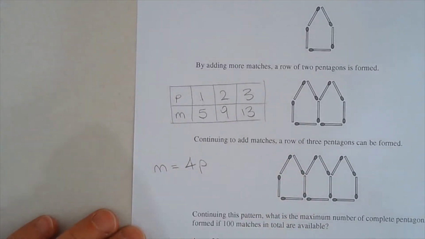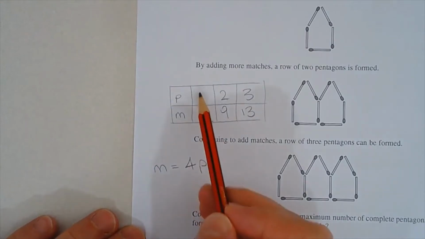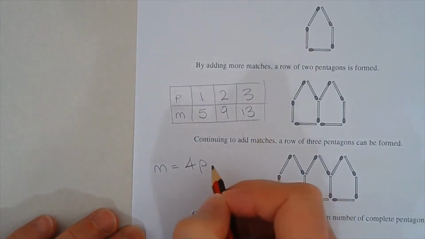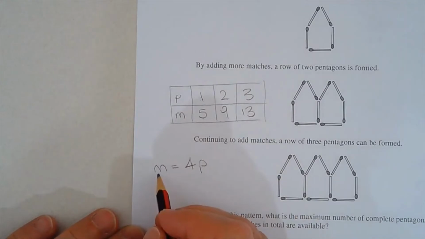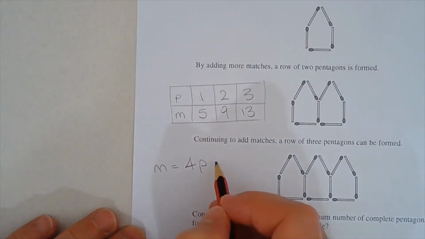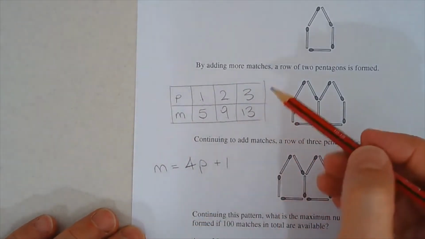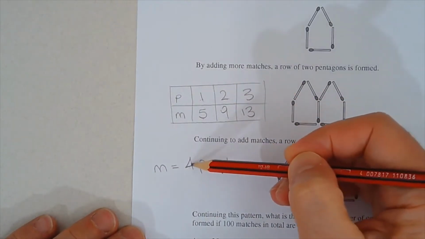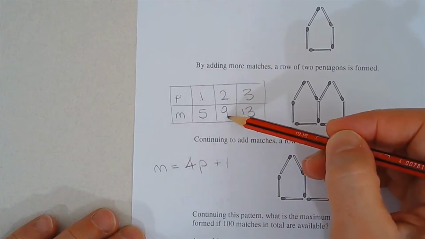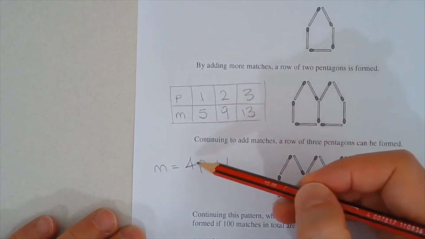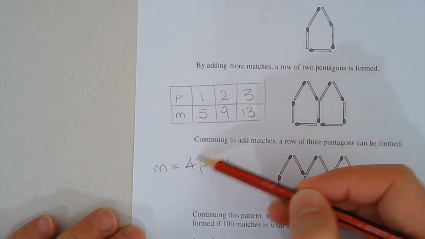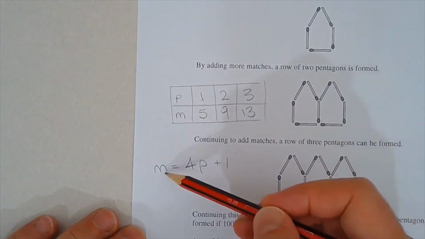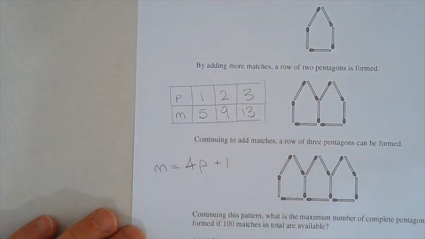But this isn't complete. When we have 1 pentagon, so 4 times 1, that gives us 4. We're meant to have 5 matches, but 4 times 1 gives us 4, so we have to add 1 each time. So let's check it quickly. 2 pentagons times 4 gives us 8, plus 1 gives us 9, so that's correct. What about 3 pentagons? So 4 times 3 gives us 12, plus 1 gives us 13, so that's correct. So we can use this formula now.